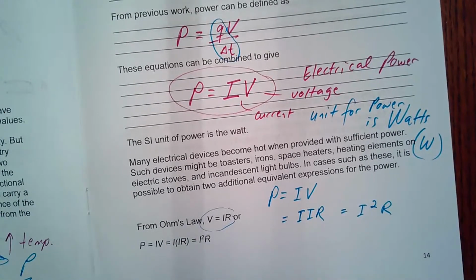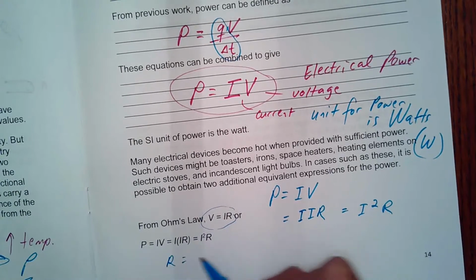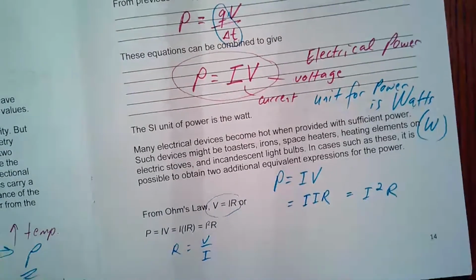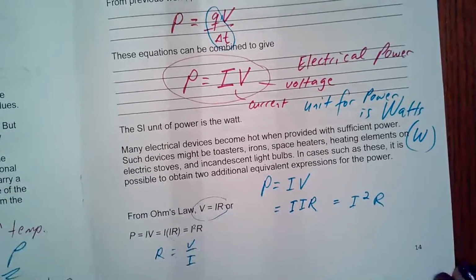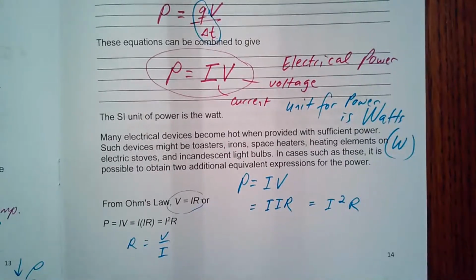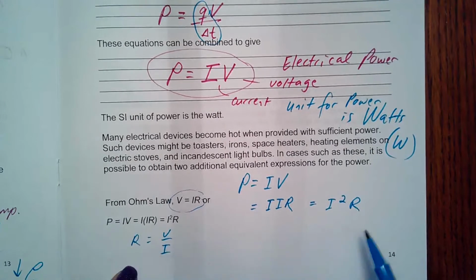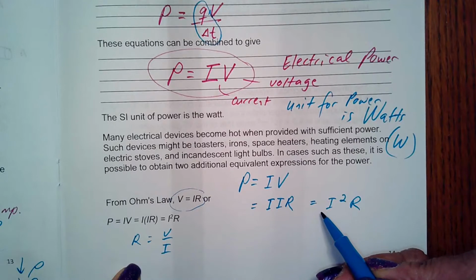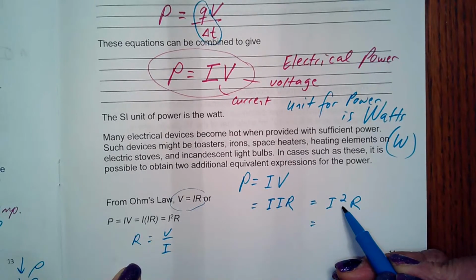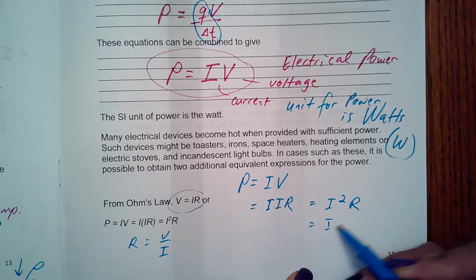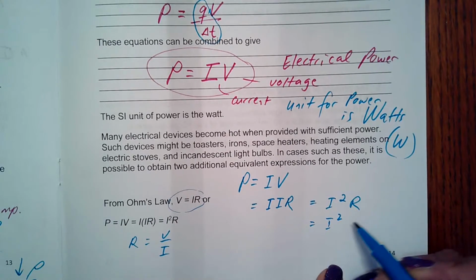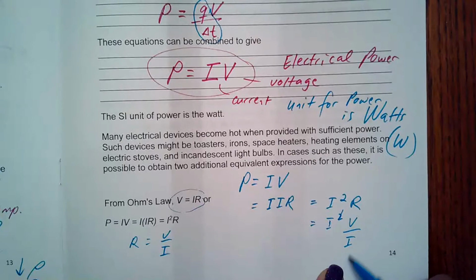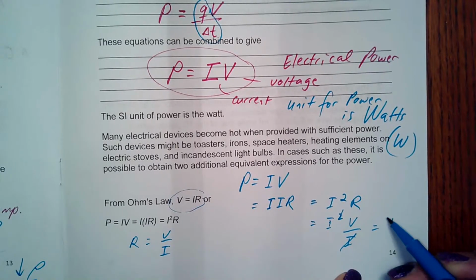But we also know that R is V over I. That's actually the better expression for Ohm's law. It shows the proportionality statements here and the ratio of the volts to the current. So if I now substitute the R here, I leave the I squared, but the R is V over I. That takes away the I and we're back to IV.